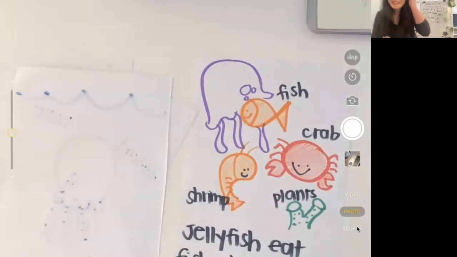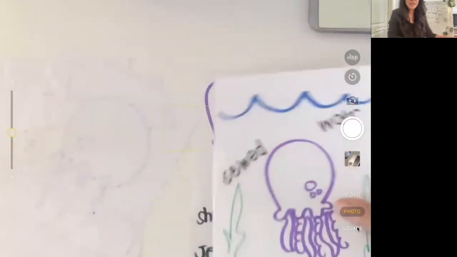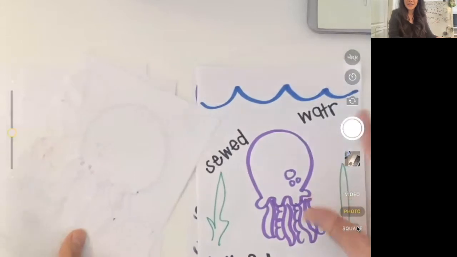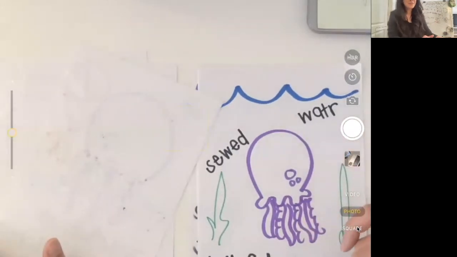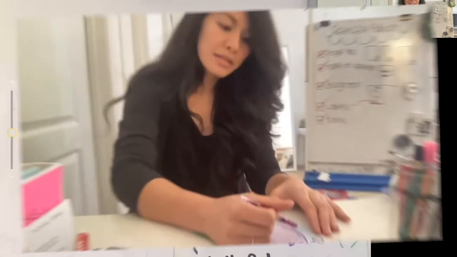Well, friends, it looks like I have almost all the different parts of my nonfiction book. I think the only thing I need to work on is finishing coloring in my pictures and making it a little bit more high quality. But after that, I am ready to publish, which means I can staple it and I can read it to my readers. So let me go back and color and make it high quality, and then I'm going to come back and publish with you, okay?